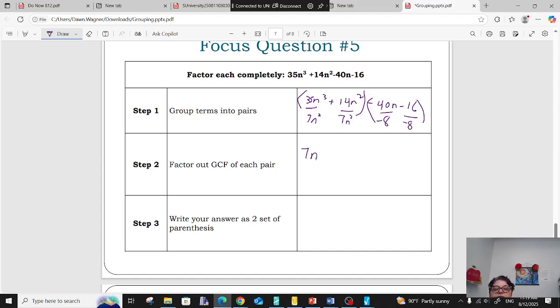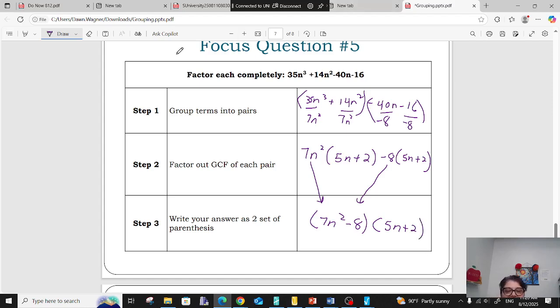So 7n squared, parenthesis 5n plus 2. And then if I have negative 8, this would be 5n plus 2. Because negative 8 goes into negative 40n, 5n, negative divided by negative is positive, negative by negative is positive again. So then these go into the parentheses, negative 8, and then 5n plus 2.